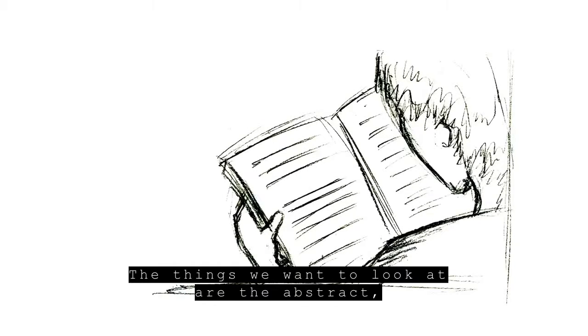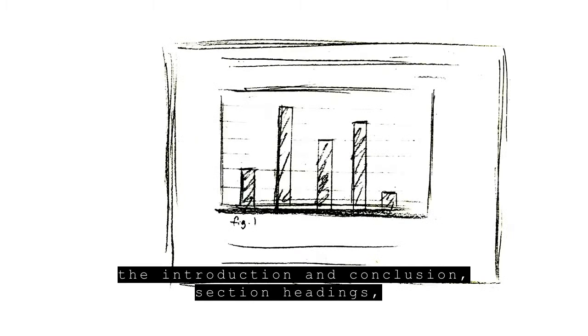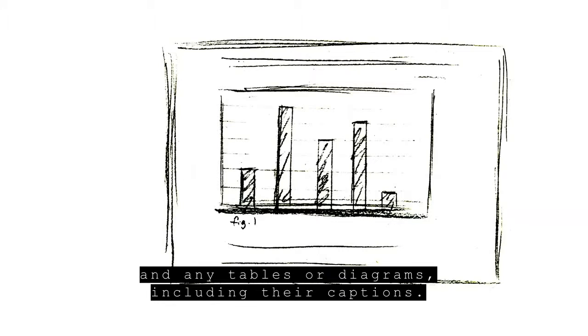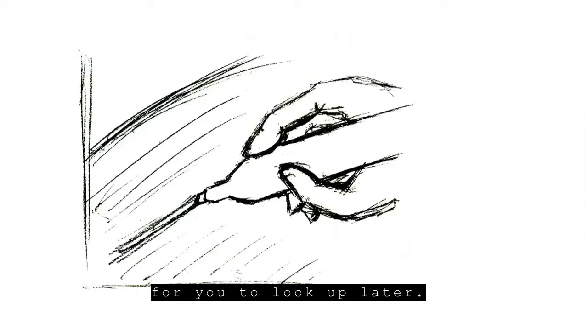The things we want to look at are the abstract, the introduction and conclusion, section headings, and any tables or diagrams, including their captions. As you're skimming, underline any unfamiliar words or phrases for you to look up later.